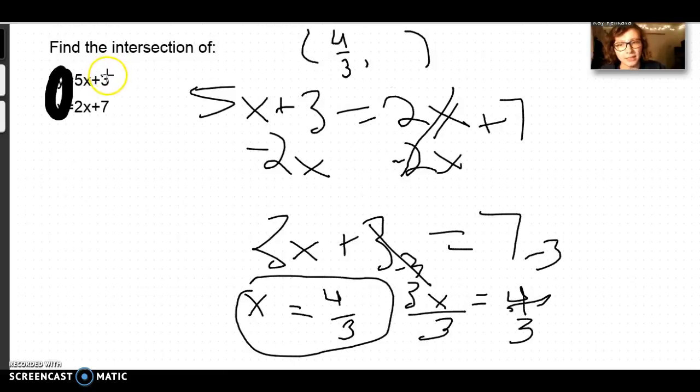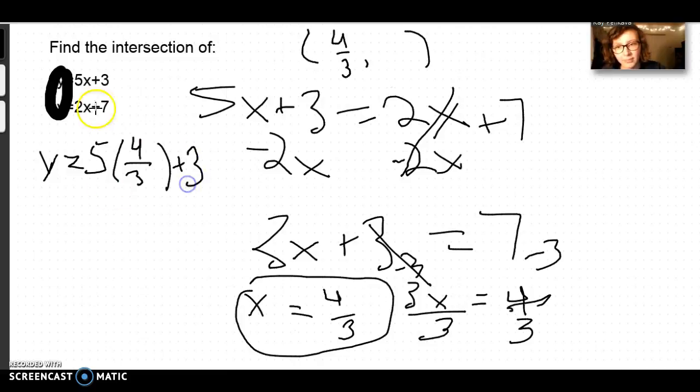The next step is to plug this x into one of the equations above, and I suggest actually putting it into both equations, because then you not only find your y value, but you also check if this x works for both y's. And if the y's for both equations are equal, then you have found the correct intersection. So we have y equals 5 times x, which is 4/3, plus 3. That's the first equation.